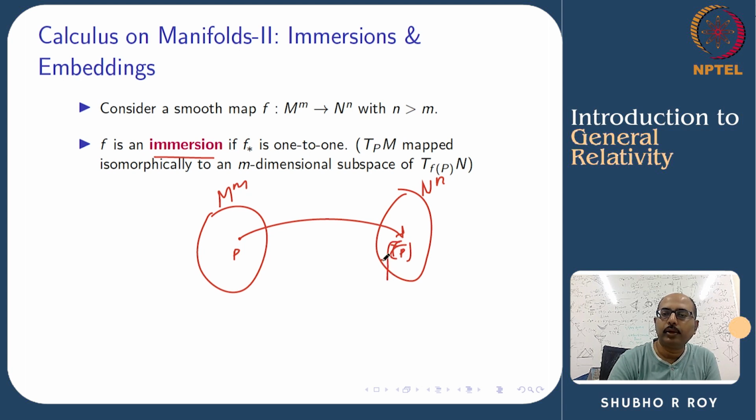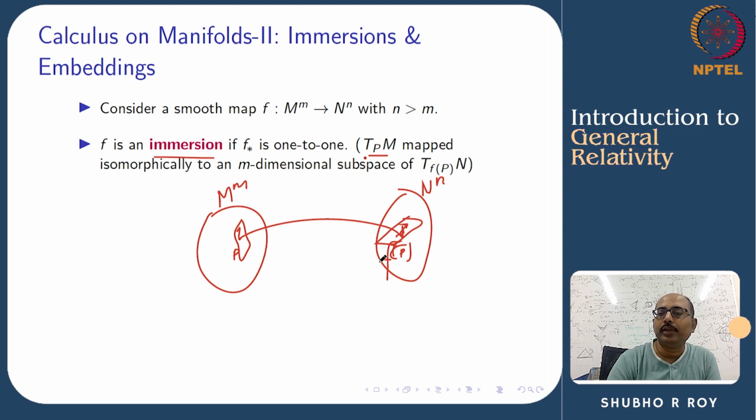So F of P at N. Now, of course, the push forward takes you from the tangent space at P to the corresponding tangent space at F of P, right? If this map is 1 to 1, and in fact it is 1 to 1, that is, this tangent space is M dimensional. Remember, the tangent space T_P of M is an M dimensional vector space. Now, this vector space is isomorphically mapped to some M dimensional subspace of T_F(P) of N.